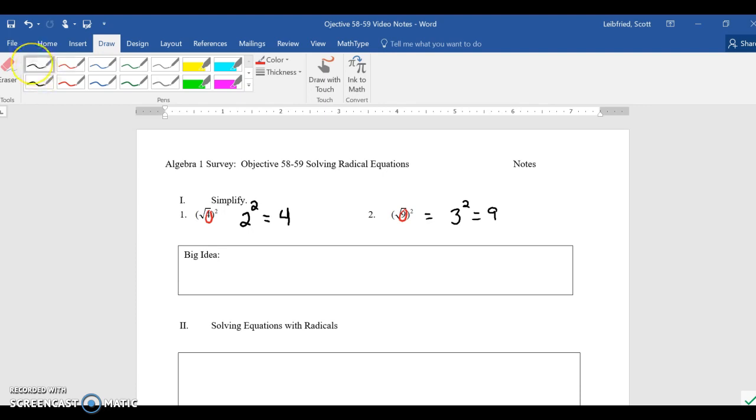So the big idea that we just saw is that a square root is basically eliminated by a square. That's going to be very important as we move forward here. So let's move on to the rest of the lesson.